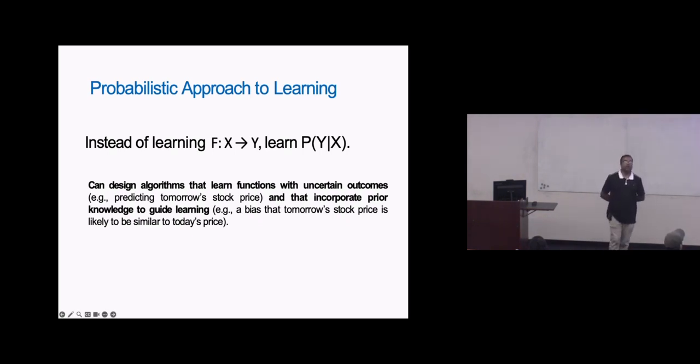I'm not going to learn the function itself that maps x to y. Rather, I have a predefined set of values for y. I just want to know how likely those values are going to be, which value is most likely based on the value of x that we see. So what does that mean?